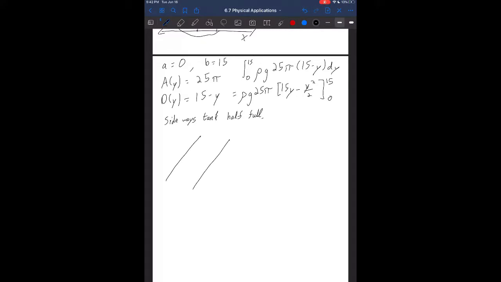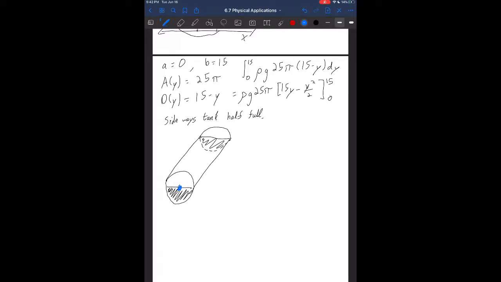So we have, okay, it's half full of water again. And we have a spout, which is going to just come right out of the middle right here. And we would like to know how much work it's going to take to pump all of the water out of this tank. So we need to know a couple of things about this.